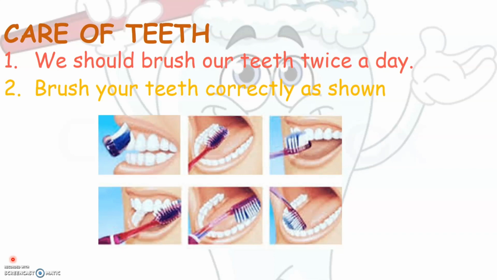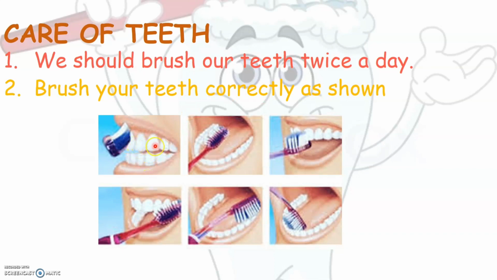Now let us see a few important things that we need to do in order to take care of our teeth. The first important thing is that we should brush our teeth at least twice a day. That is in the morning and also at night before you go to bed. The second important thing is that we need to brush our teeth correctly. Now let us see how we brush our teeth correctly. Look into these pictures here.